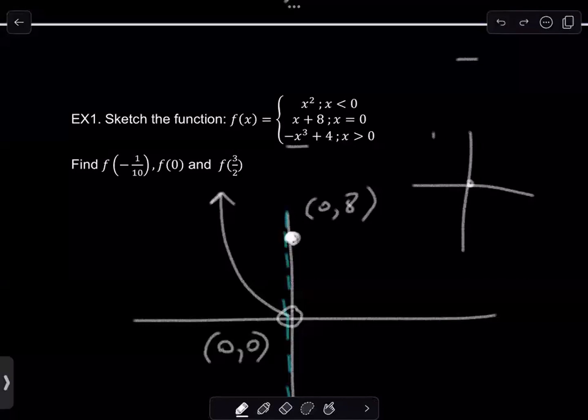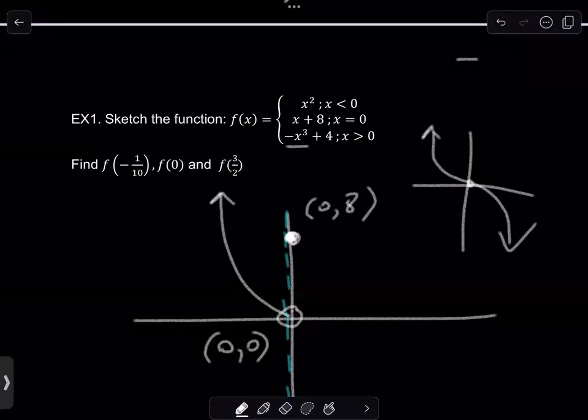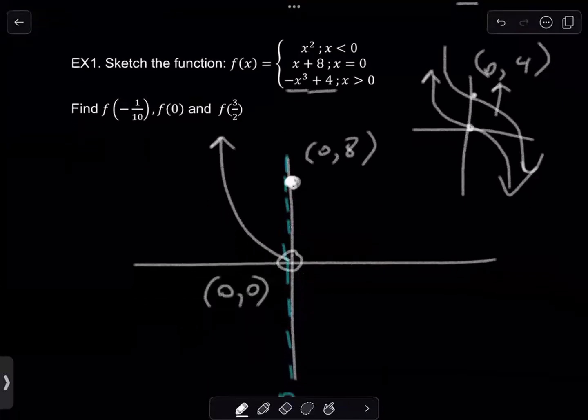Let's draw it a bit better than that. There we go. Okay, still having a y-intercept and x-intercept of 0 and 0. And then we have a +4 term. So that's just a vertical shift. We need to shift it 4 units upward. It's going to look like so. And now it's going to have a y-intercept of 0 and 4. Y-intercept of +4.